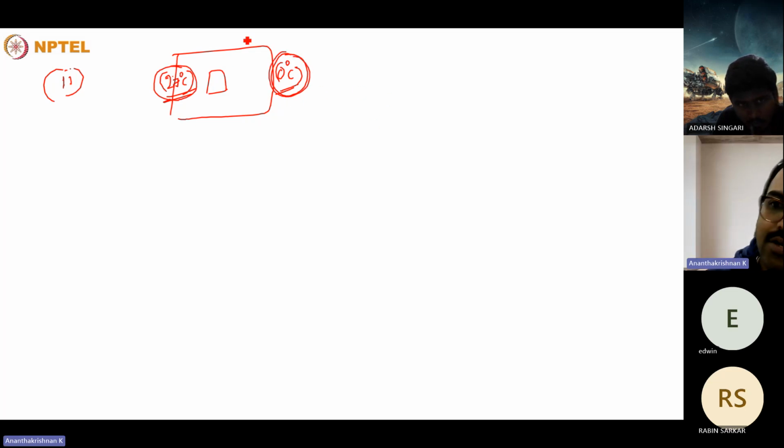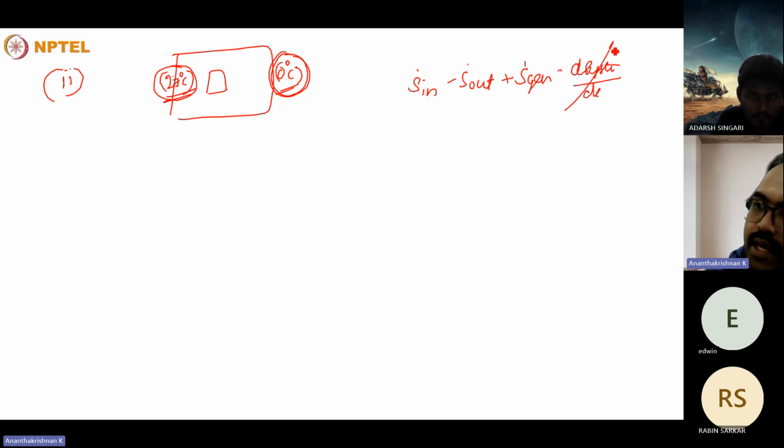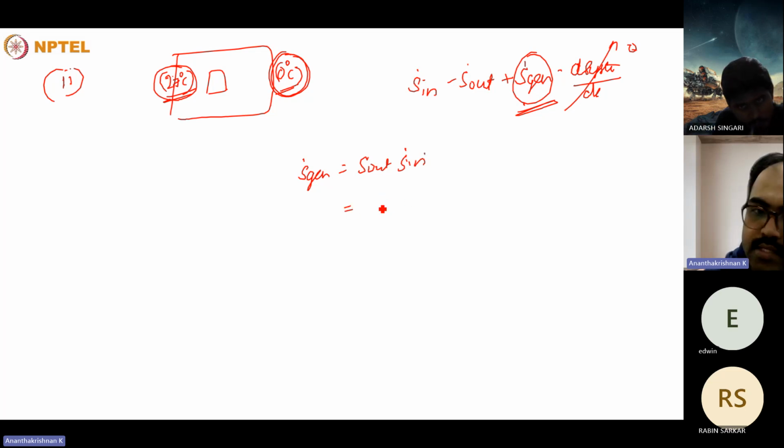Therefore, if you take the total thing as the control volume, we can write S in minus S out plus S gen is equal to dS system divided by dt, which is equal to 0. We have to determine the entropy generated in this process, so entropy generated will be equal to S out minus S in. The only thing different in this case is that Q remains the same, but the higher temperature source and the lower temperature sink will be different. The reference temperatures will be different for the entropy calculation.